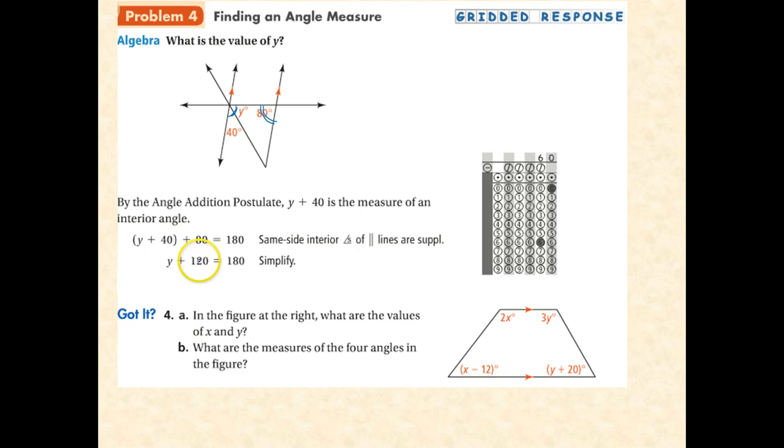40 plus 80 is 120. Subtract 120 from both sides and you get y equals 60. And then you come over here and you bubble it. 60.